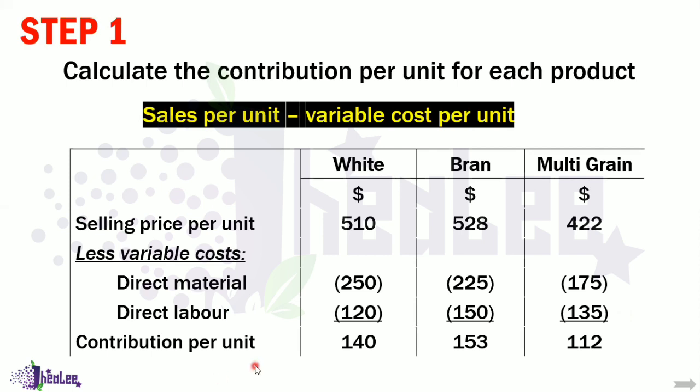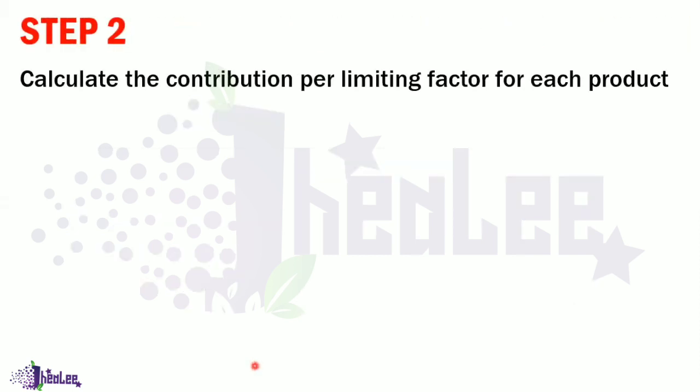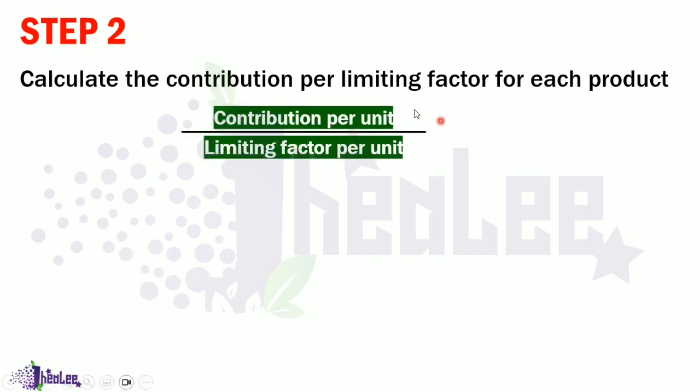Now that we have completed step 1, we're going to move into step 2, which requires us to calculate the contribution per limiting factor for each product. To get the contribution per limiting factor for each product, that is the contribution per unit, and remember, this was calculated in step 1, and we're going to divide that by the limiting factor per unit. Just a reminder, the limiting factor for this business in producing the bread is the yeast, and the yeast right there is a direct material. So basically, we're going to be dividing the contribution per unit that we calculated in step 1 by the direct material per unit for each product.